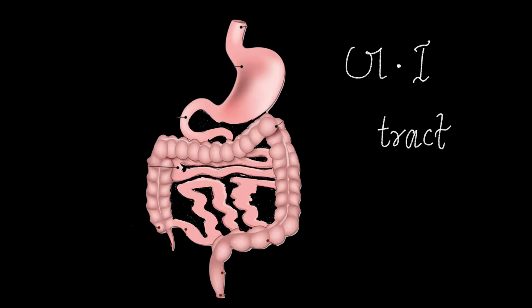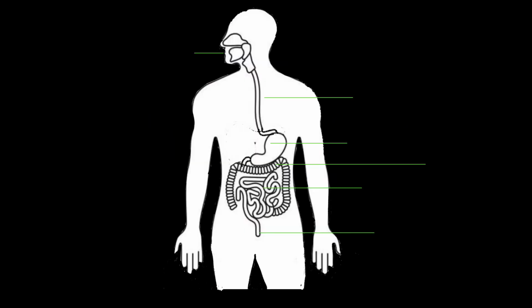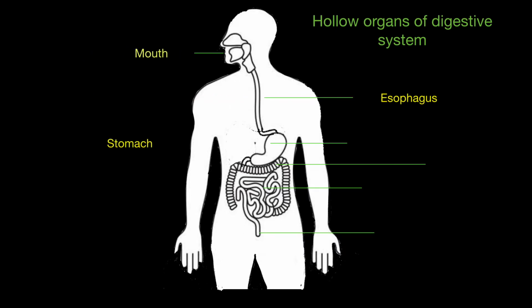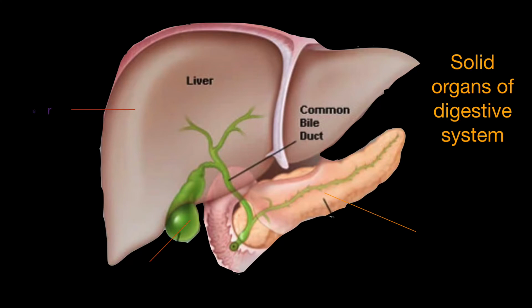Human digestive system consists of gastrointestinal tract and accessory organs of digestion, which include liver, pancreas and gallbladder. Human digestive system consists of hollow organs and solid organs. Hollow organs are joined in a long twisting tube from mouth to anus. The hollow organs are mouth, esophagus, stomach, small intestine, large intestine, and anus. Solid organs of digestive system include liver, gallbladder, and pancreas.